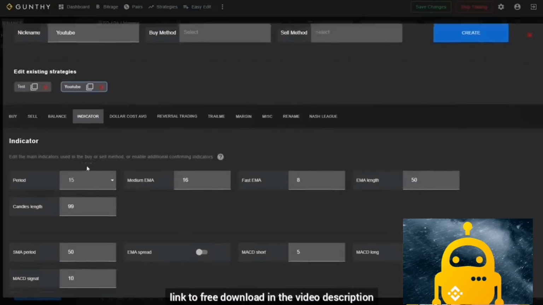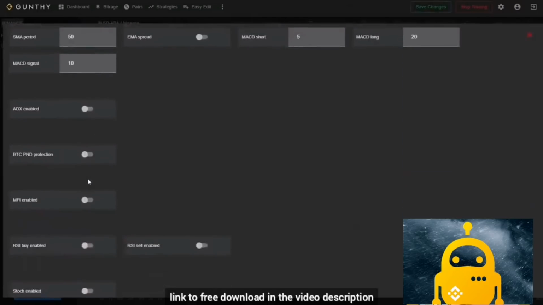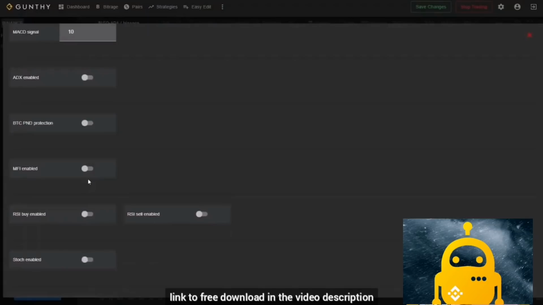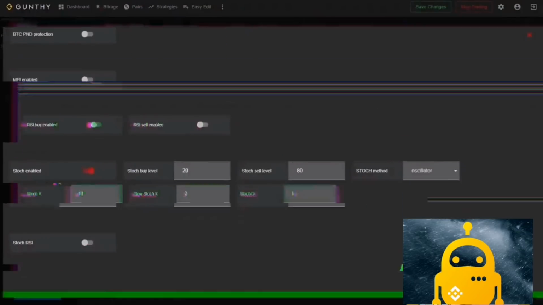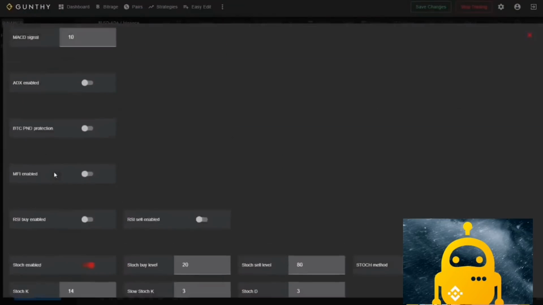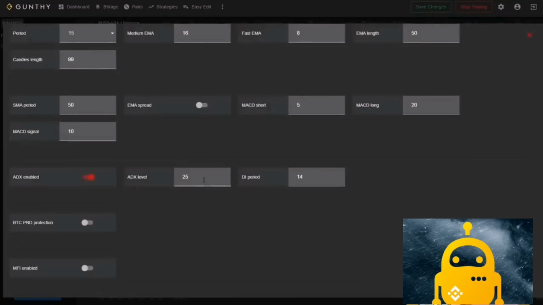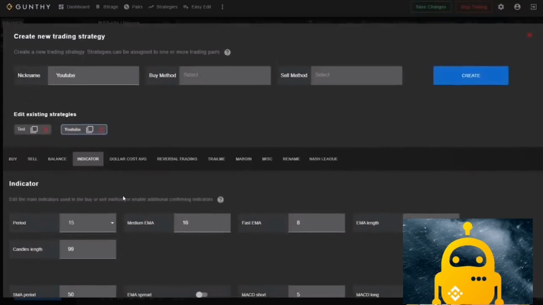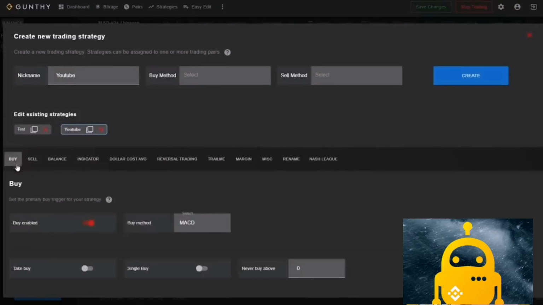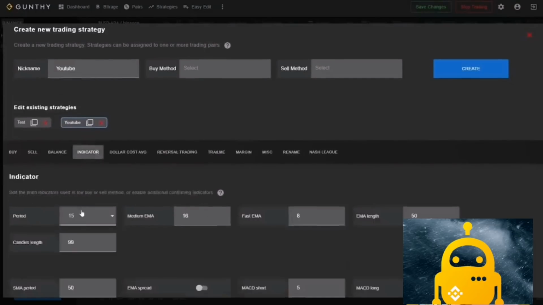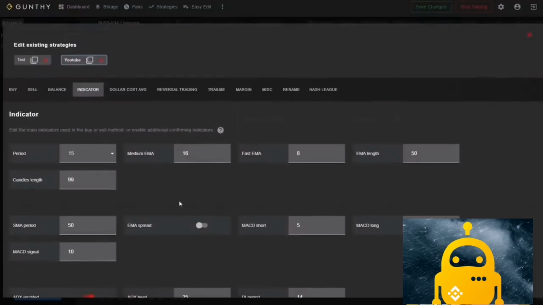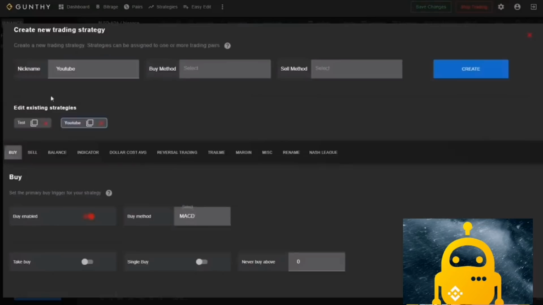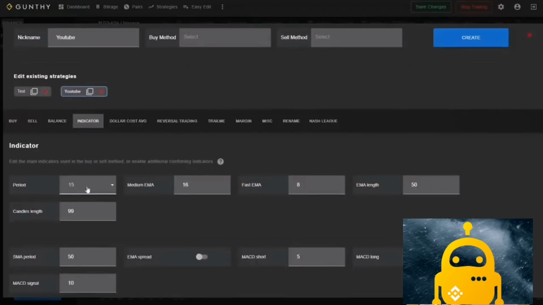So let's say that not only do I want to use MACD, but I also want to add more filters to the strategy where it will only use the MACD buy if the stock RSI is above a specific level, or if, for example, ADX is at a certain value, etc. You can stack indicators on top of each other, so not only now am I using MACD, but I'm also using stock RSI, I'm also using ADX, and you can change all of these options here, as well as the base indicator options.